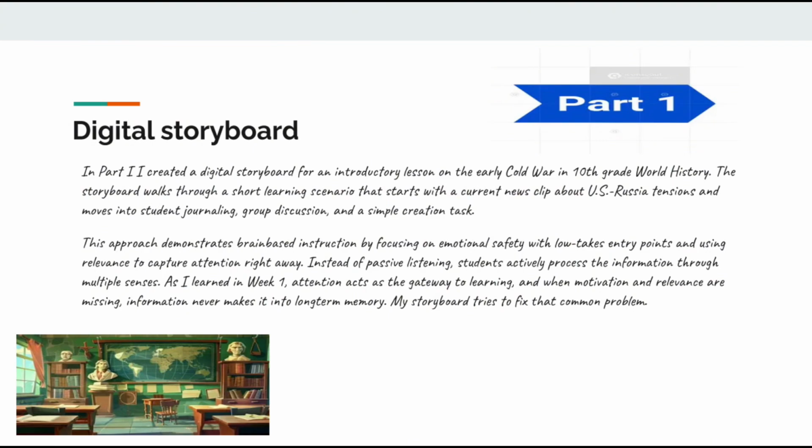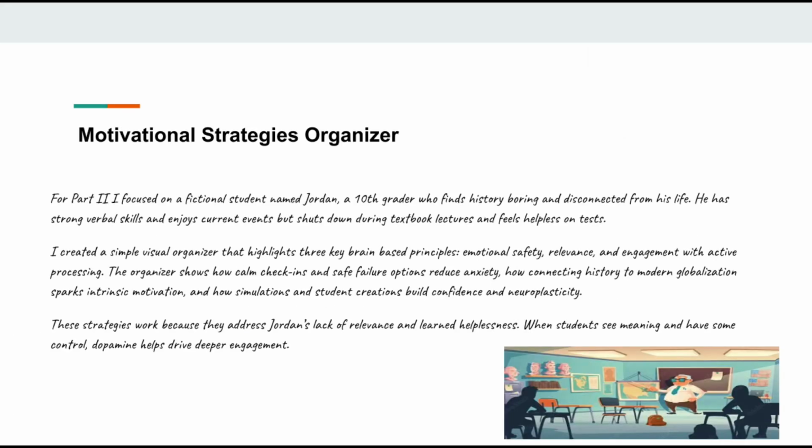And this approach demonstrates brain-based instruction by focusing on emotional safety with low-stakes entry points, and then using relevance to capture attention right away instead of passive listening. So students actively process information through multiple senses. As I learned in week 1, attention acts as a gateway to learning. So when motivation and relevance are missing, information never makes it into long-term memory. So my storyboard tries to fix that common problem.